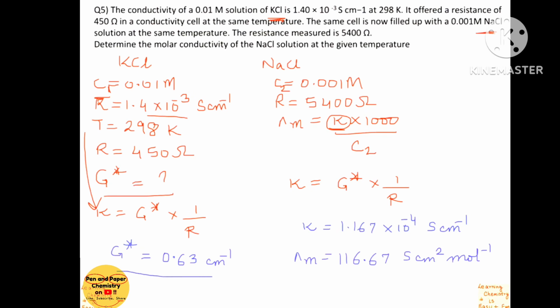We've got the value of the cell constant, which on calculation comes out to 0.63 per centimeter, and we apply this value to the second solution, that is NaCl. Our conductivity comes out as 1.167 into 10 to the power minus 4 Siemens per centimeter. Molar conductivity is 116.67 Siemens centimeter square per mole. And there you have your 4th smiley for the day. So to the power of 4.